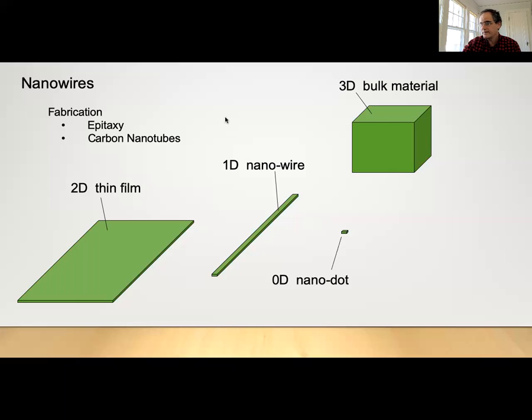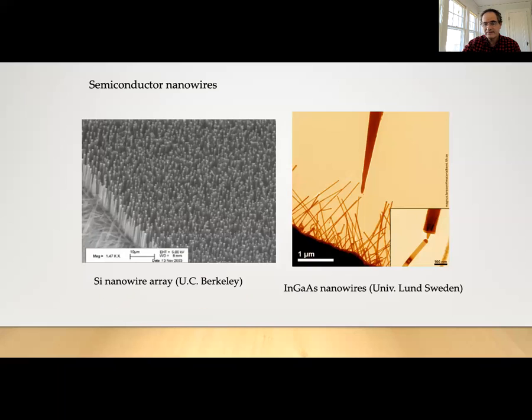All right, so we're continuing our discussion of nanostructures to talk about nanowires, one-dimensional systems, all right? Confined in two directions and extended in one direction. Here are some examples of semiconductor nanowires. You can see what they look like. Well, they look like they have nanometer dimensions in two directions, but they're extended in the third direction, okay? These are silicon nanowires grown at UC Berkeley. Here's some indium gallium arsenide nanowires grown at Lund University in Sweden, where I had a chance to visit a few years ago.